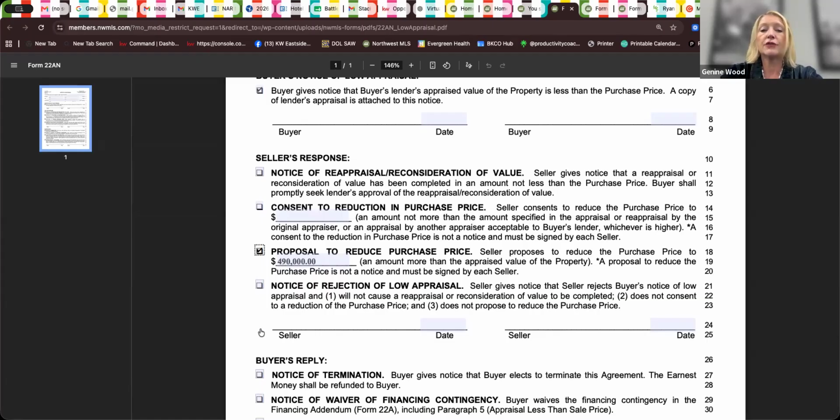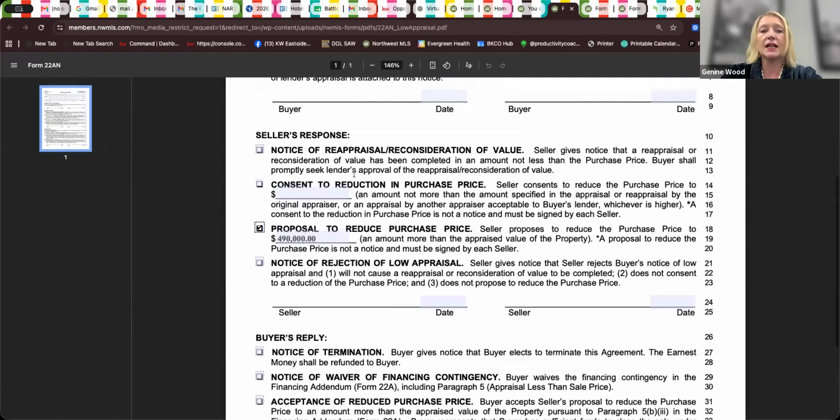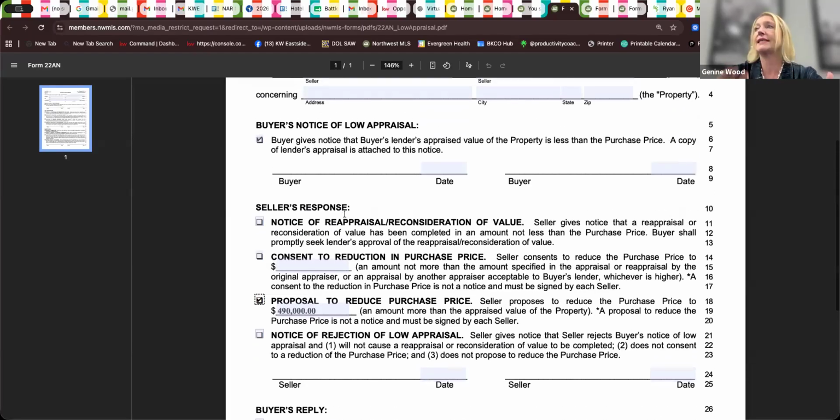Or notice of the rejection of low appraisal. Seller gives notice that the seller rejects the buyer's notice of low appraisal, will not cause a reappraisal or reconsideration to happen, does not consent to a reduction of the purchase price, or does not propose a new reduced price. Those are the 4 options the seller has. Until the seller checks one of these boxes, buyer can do nothing. Buyer cannot terminate. They have to just tell the seller, we have a low appraisal.